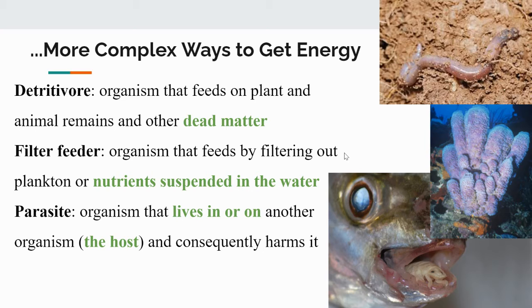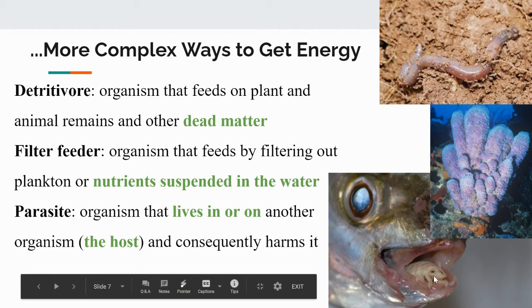And lastly, we talked about this way back in the fall, but you might remember that a parasite lives in or on another organism, which is the host, and it harms it. So this is a fish with a tongue-eating isopod parasite. That parasite right there lives in the fish's mouth and takes some of its food, which harms it.